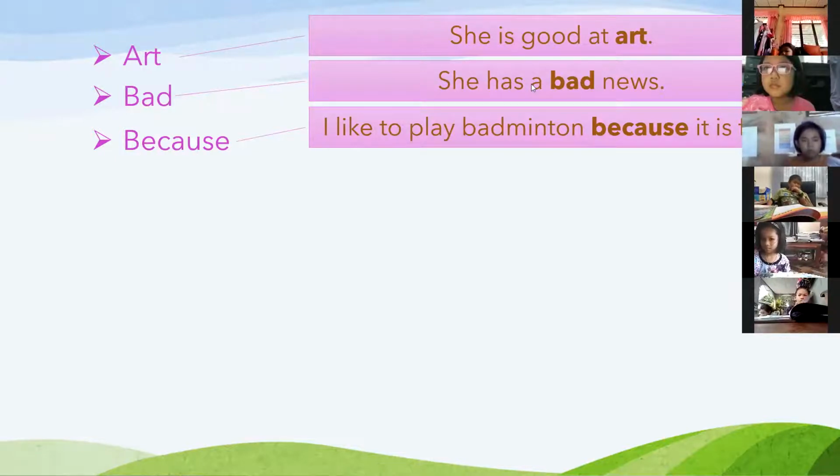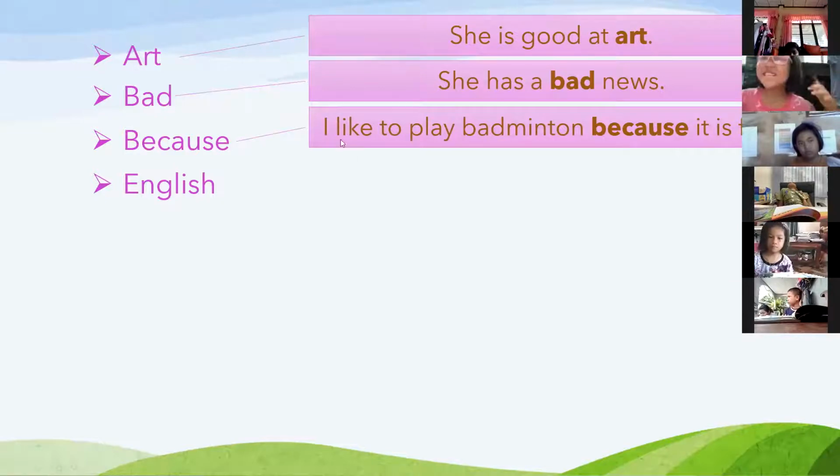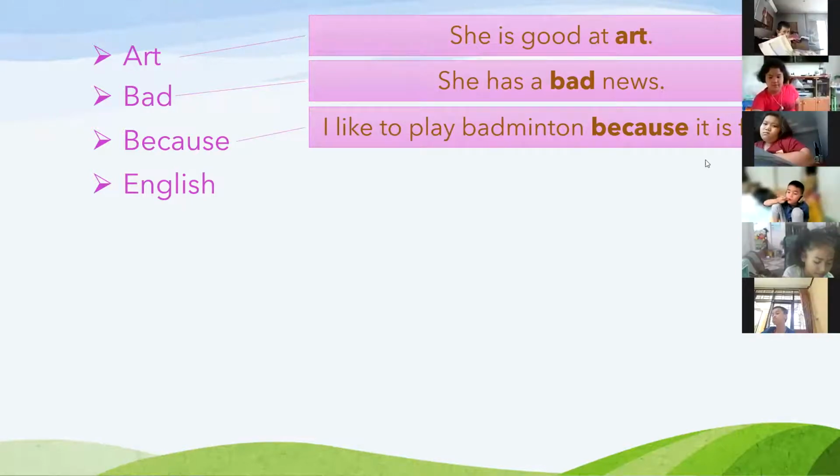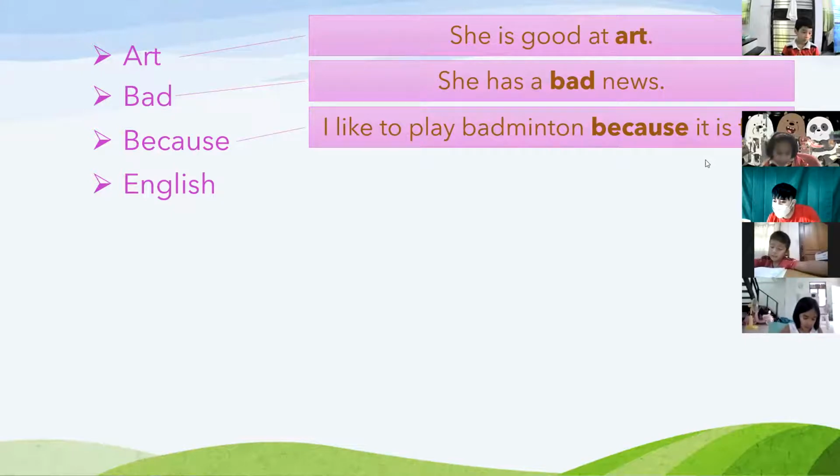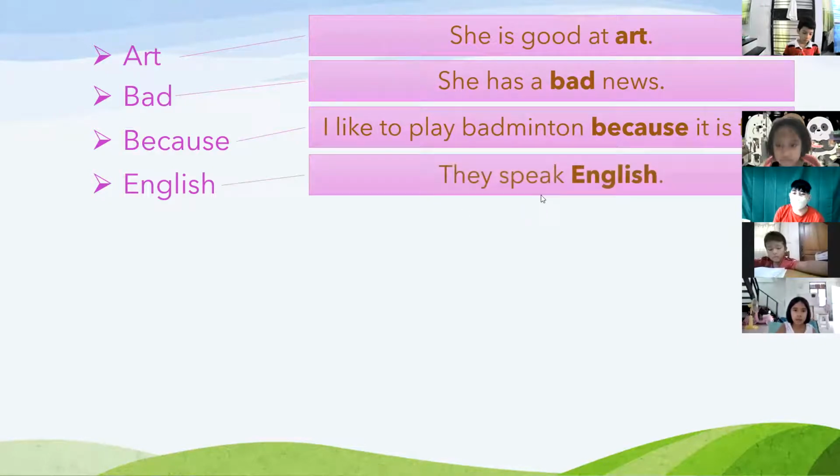Okay, the fourth one we have is this one. What is it? English. They speak English. Okay, look at the English. Okay, we have art, bad, because, English. How about this one?